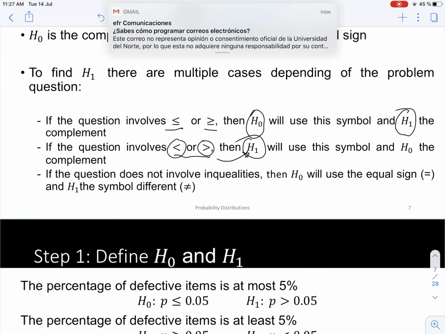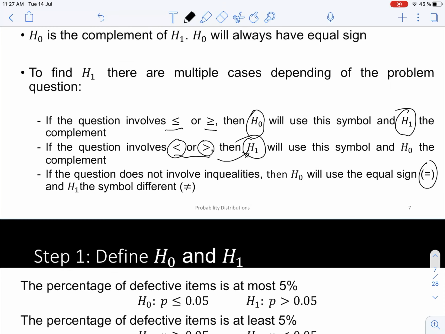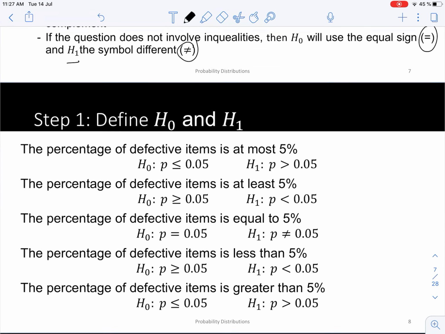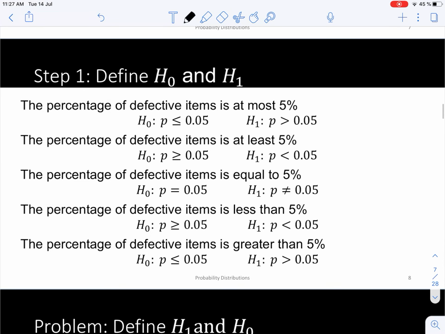If the question does not involve inequalities, then we use the equal sign for the null hypothesis, and the different symbol for the alternative hypothesis. So let's practice. That's step number 1.